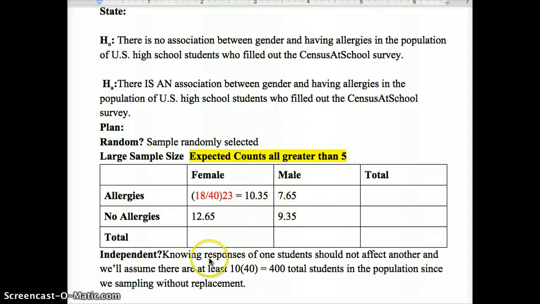They are. Now the independence condition. If we had a comparative experiment here, you would just be looking for random assignment to assure that observations are independent, that we had a treatment group and a control group that are roughly equivalent. And we wouldn't worry about the 10% condition unless we're sampling without replacement. Here we're sampling without replacement, meaning when somebody gets pulled out, they don't go back into the population. So with the 10% condition, we can't sample more than 10% of the population and have our calculations hold up. We also know that observations should be independent, so knowing one response of one student should not affect another.